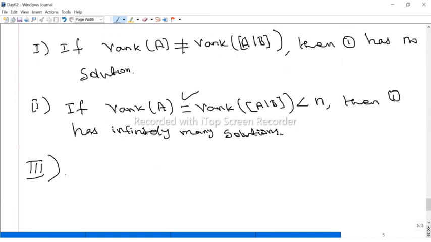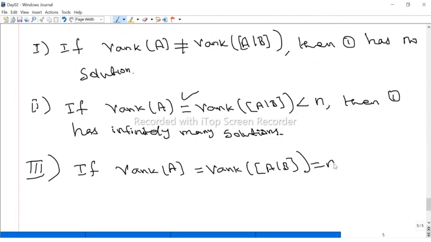So if the rank of the matrix A is equal to the rank of the augmented matrix, and both are equal to the number n, where n is the number of unknowns in the system, then the system has a unique solution, or exactly one solution.